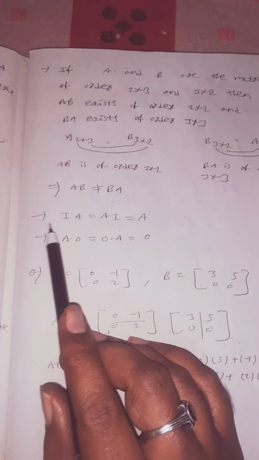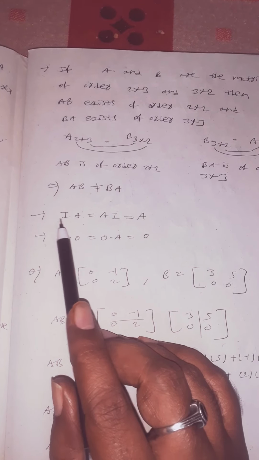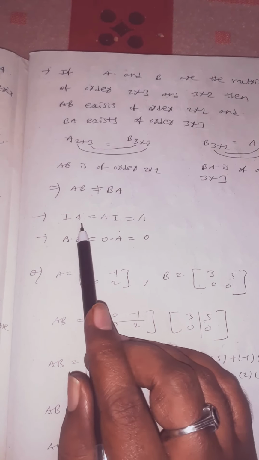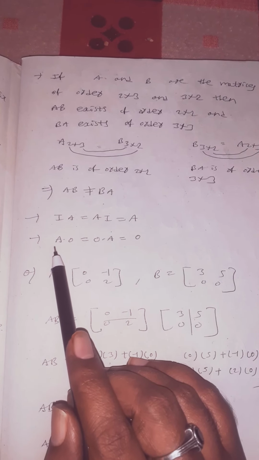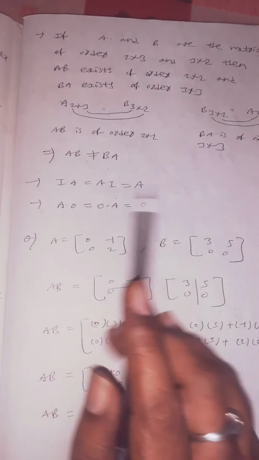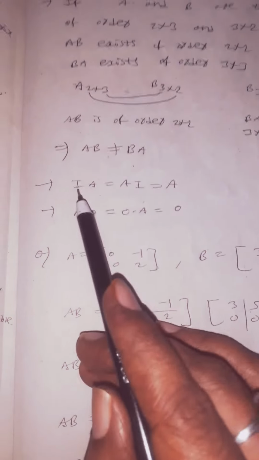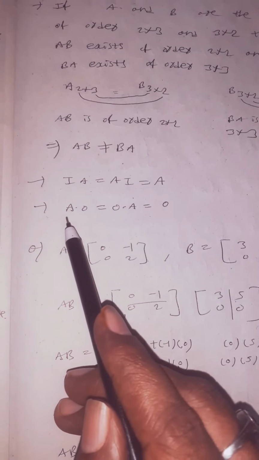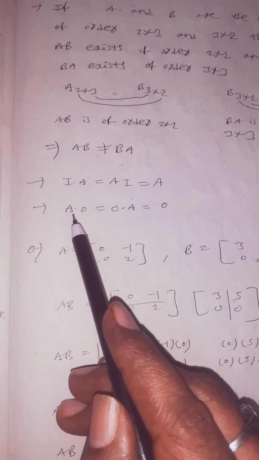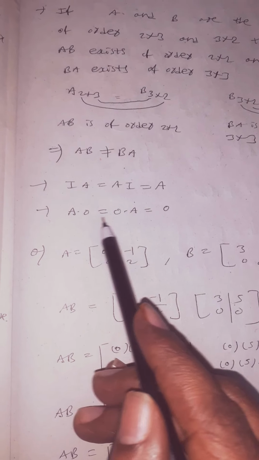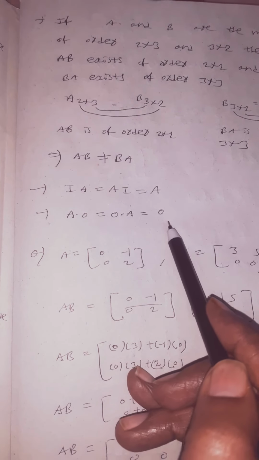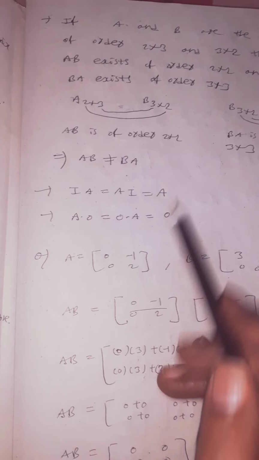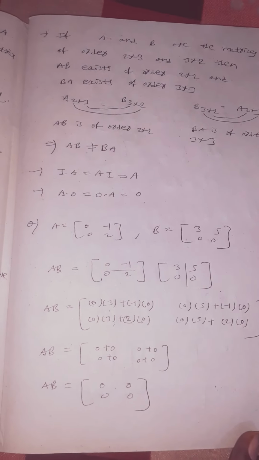So next, this is the identity. For identity it is possible: IA is equal to AI is equal to A. Next, identity multiplication. This is the multiplicative identity. For this also it is possible: 0 into 0 is equal to 0, and A into 0 is equal to 0 into A is equal to 0. So for these two conditions it is satisfied. It will satisfy for every condition.